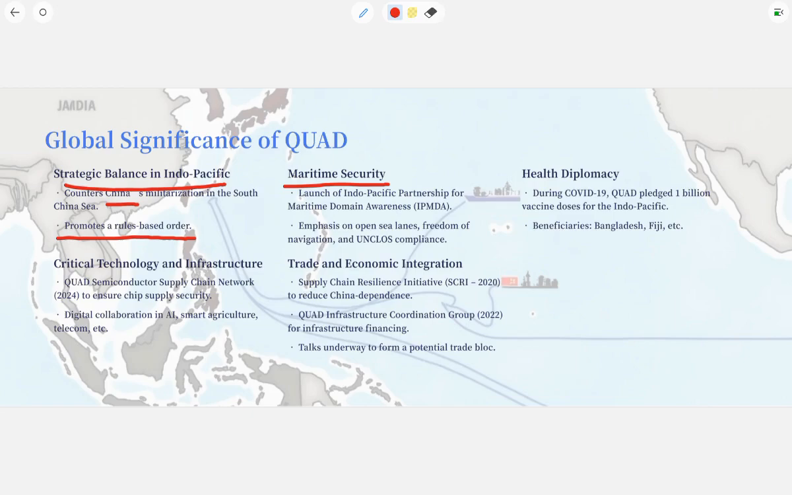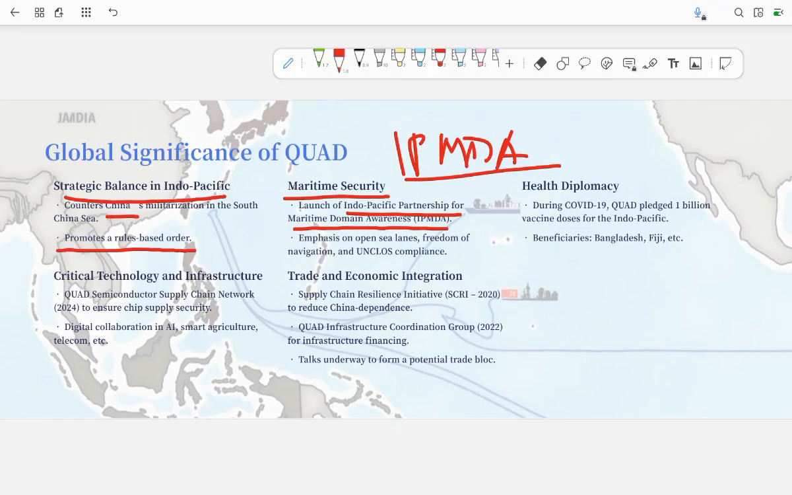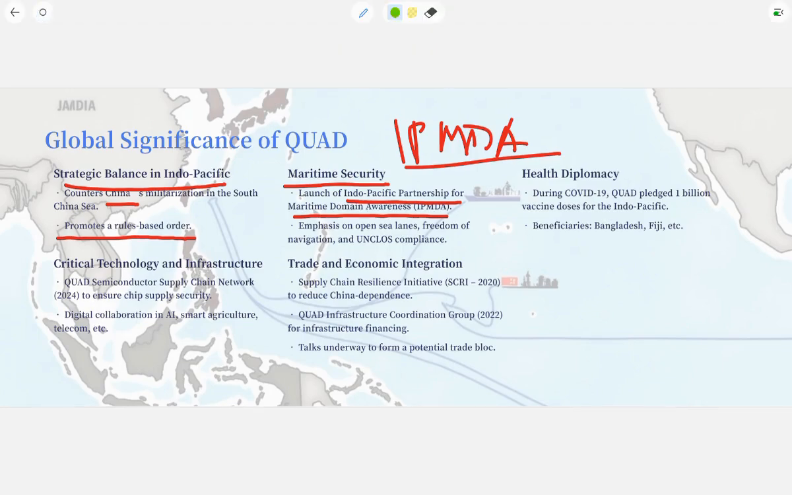Maritime security. Launch of Indo-Pacific Partnership for Maritime Domain Awareness, IPMDA. Indo-Pacific Maritime Domain Awareness. It emphasizes on open sea lanes, freedom of navigation, and compliance. This is very important that when some organization supports, then the laws become very serious, and every country has to follow it. So when Quad countries follow the laws, then they also encourage other countries to follow those laws for the betterment of the world.